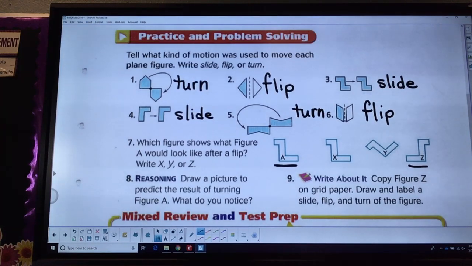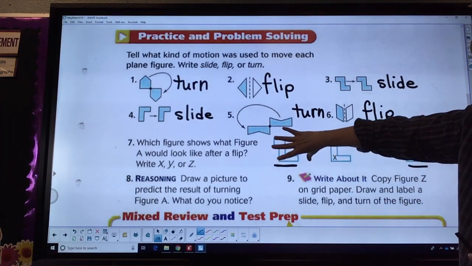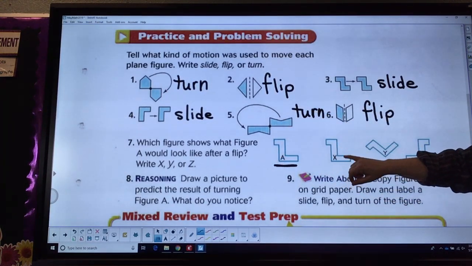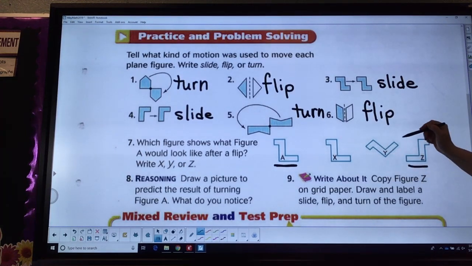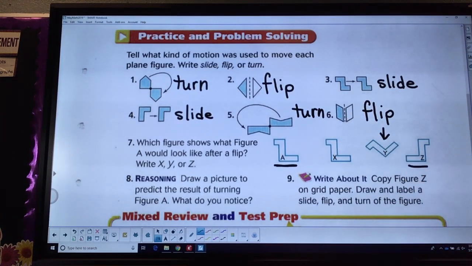Number 8, draw a picture to predict the result of turning figure A. What do you notice? Okay, they actually have given us a pretty good clue here. If we refer back to that A, and I move it somehow, it's going to look a lot like the Y figure there, okay? It shows that I've moved it in some way, I've rotated it, I've turned it, okay?